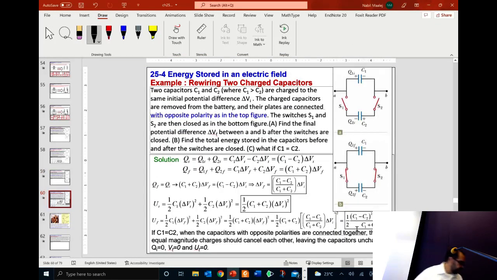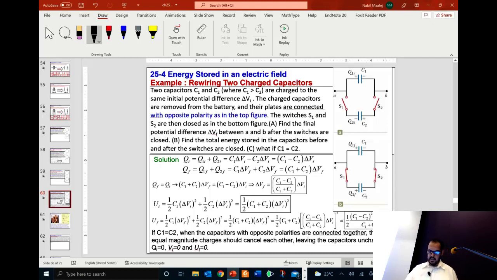Okay, anyway, so notice this is delta V final: C1 minus C2 divided by C1 plus C2 times delta V initial, and we can use the same equations for U initial and U final, because we have everything. We have the charges and we have the potential differences, we can calculate that, and we find that it's different from U initial. In the previous example, we found them to be the same. In this example, notice it's 1/2 times C1 minus C2 squared divided by C1 plus C2, times delta V initial squared.